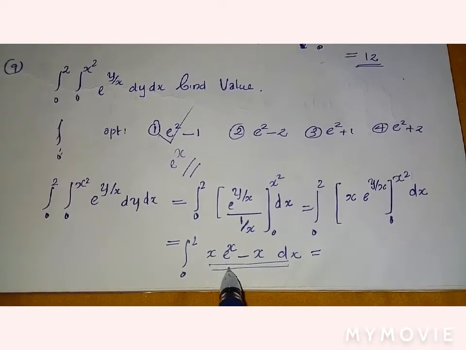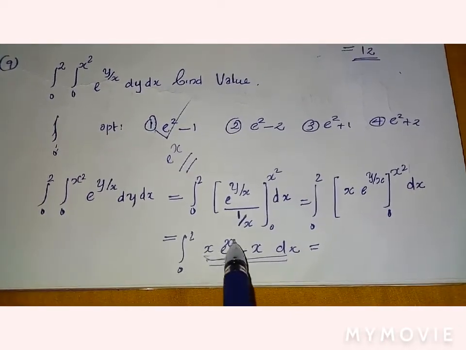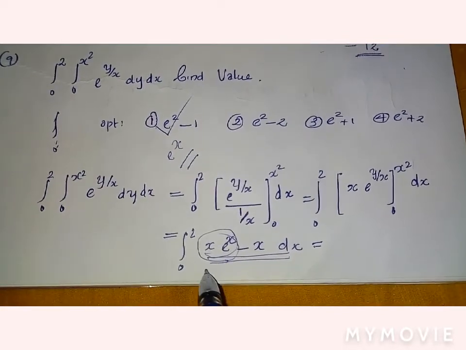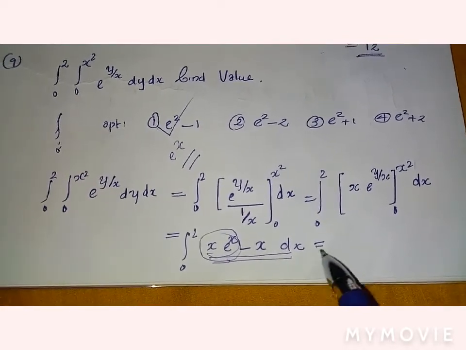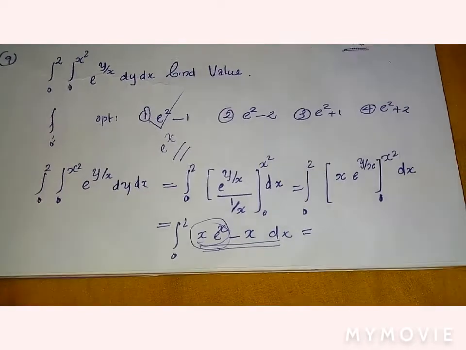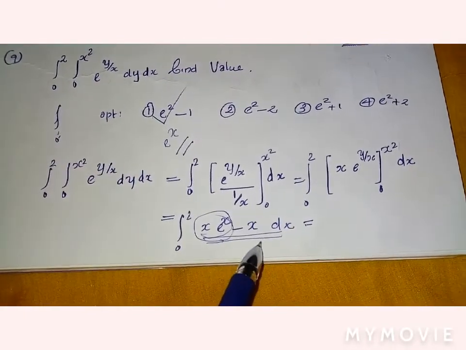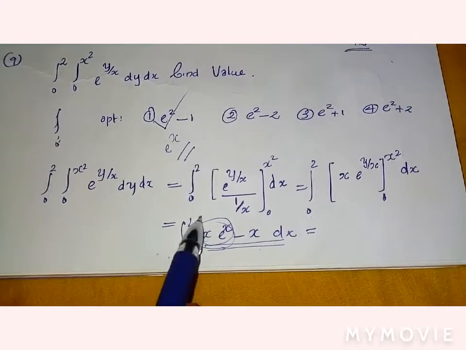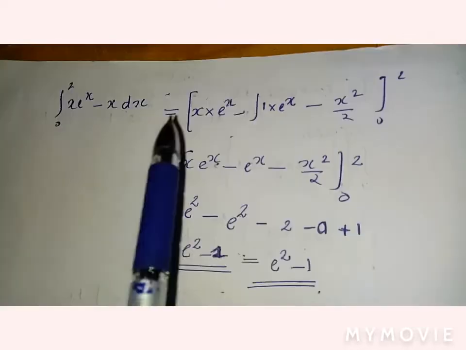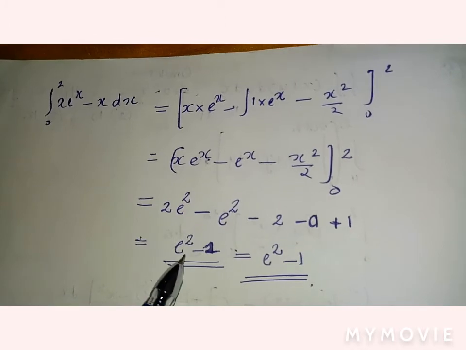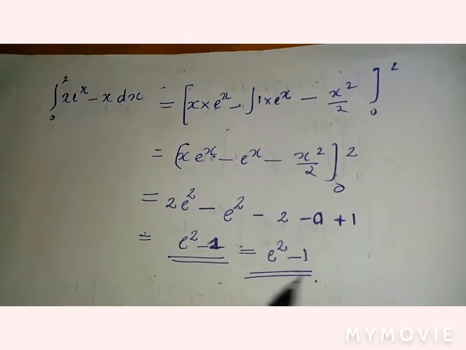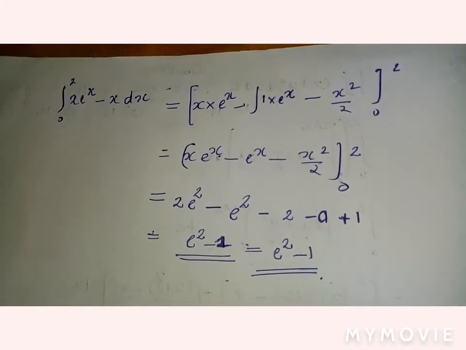And after integrating with respect to x, here it is a product rule: first function times integral of second, minus integral of derivative of first into integral of second. And here also x square by 2 integration. After putting the limits 0 and 2, we get the answer e square minus 1. So that is the answer.